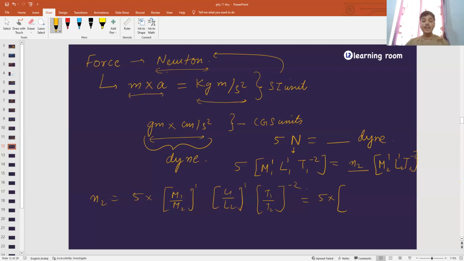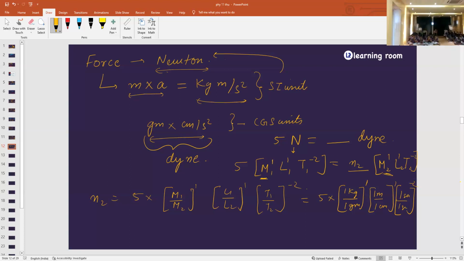What is the unit value of M1? M1 was in SI unit, that is Newton, so 1 kg. M2 is in CGS unit, dyne, so it will be written as 1 gram. Now length: L1 is in SI unit, 1 meter, and L2 is in CGS unit, 1 centimeter to the power 1. Now time, in SI or CGS, both are 1 second, 1 second to the power minus 2. Any doubt till here?